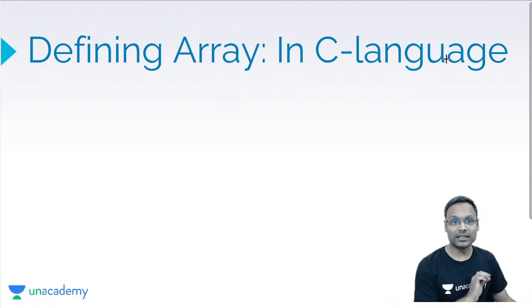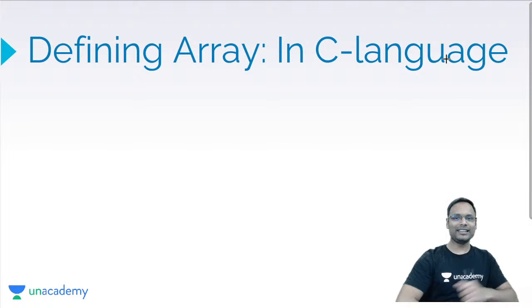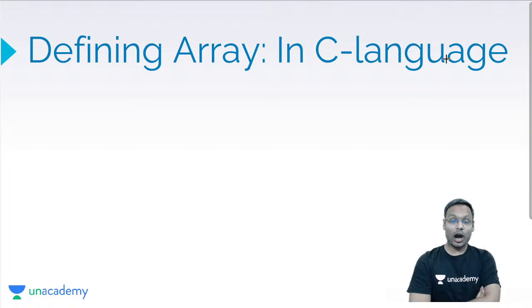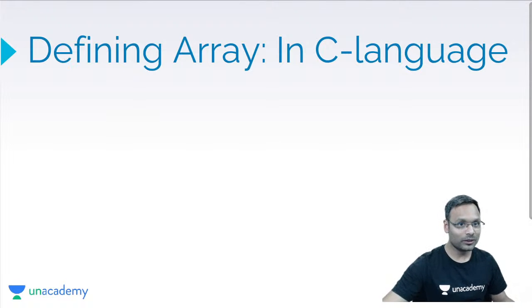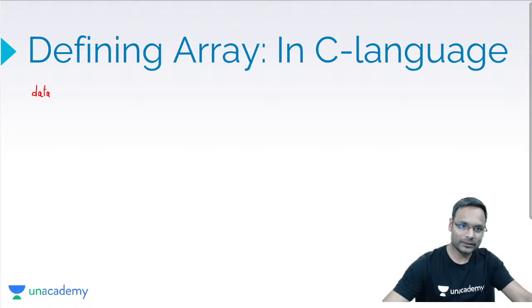Now, how do you define the array in C language? You all know? Okay, let's see if you know or not. You define the array in C language this way: data type, space, the name of the array, and size. Like this you define the array, right? Of course, you need to have the semicolon.